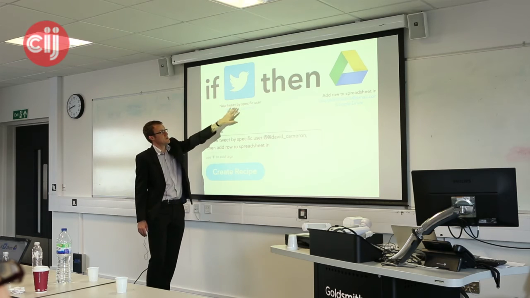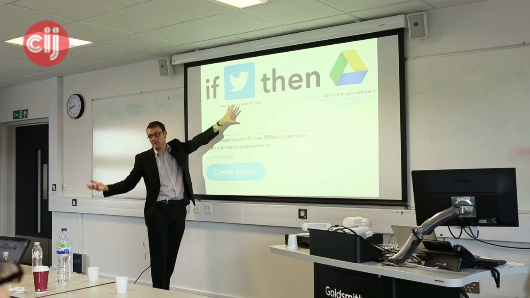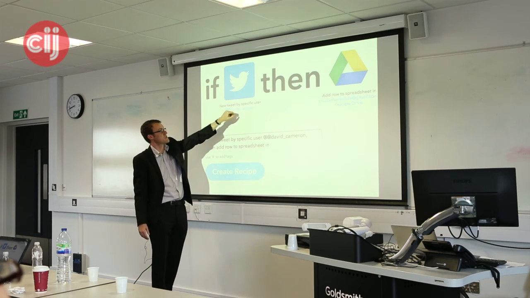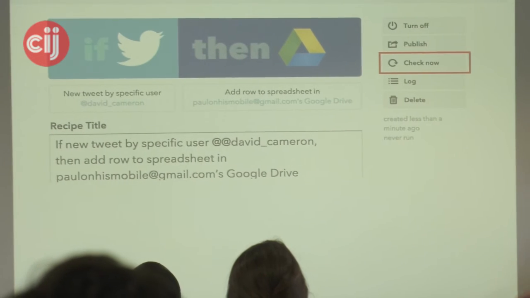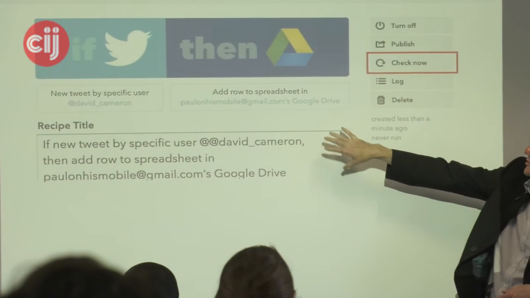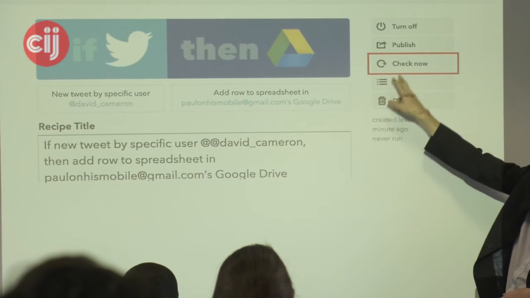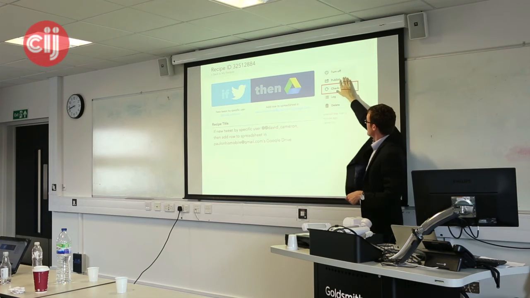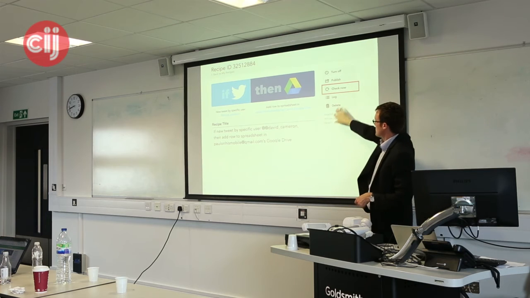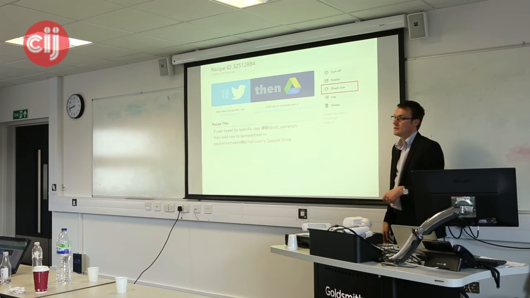So if there is a new tweet by this person, or in your case, a new tweet matching a particular search, then add a row to a spreadsheet. And it's generated a title for it. Once you've created it, you'll be taken to the recipe page, and you can run it straight away by clicking Check Now. If you want to turn it off, you can do that there. If you want to delete it, you can do that there as well.